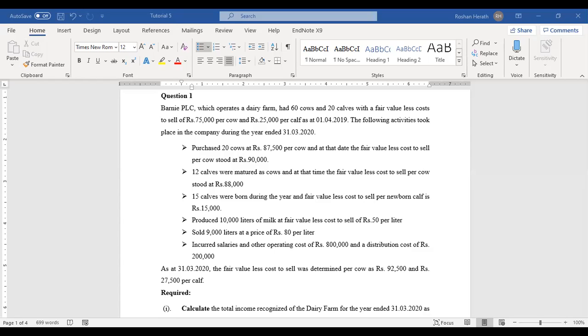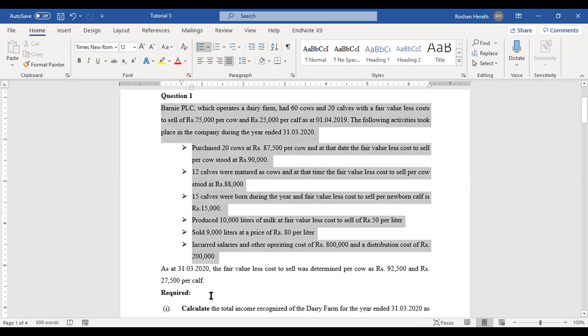So if I just take two accounts for the purpose, because we have one mature biological asset and also the immature biological asset. And it's about cows. Right. So just have a look at that. Let me copy this.